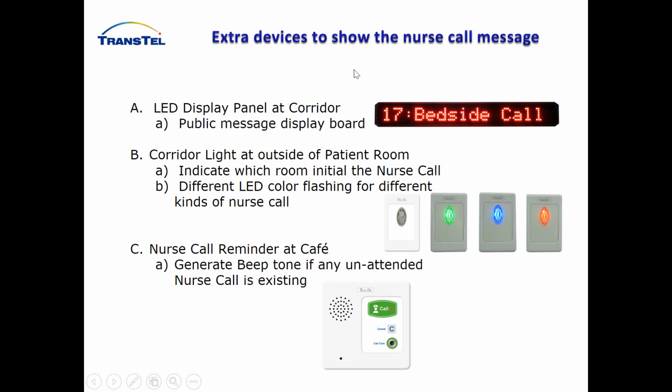This is an extra device to show the nurse call message. One is very common: people install the LED display panel at the corridor. So this is a public message, so the nurse can see it and go immediately to the patient room to offer the service. This is the corridor light at the outside of the patient room, indicating which room initiated the nurse call, with different LED color and flashing for different kinds of nurse call.